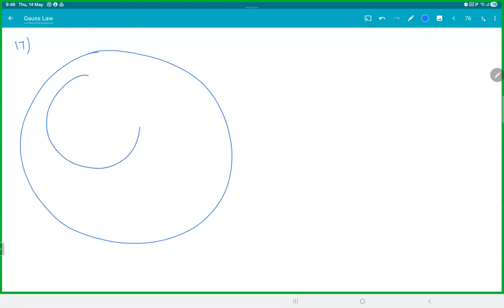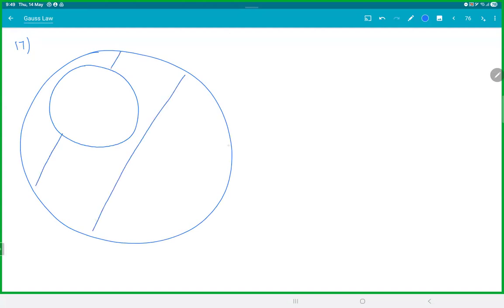So let's go ahead. Let's do one more like this. I think you got the hang of this, then we are good to go. We got a conductor, we got a cavity. We have a charge Q1 here. We have a charge Q2 here. Q2 is at the center of the cavity.